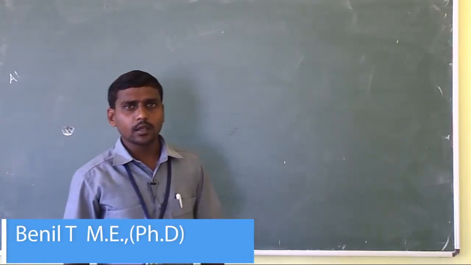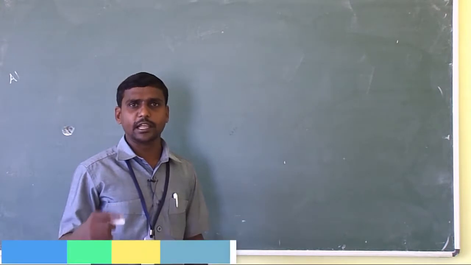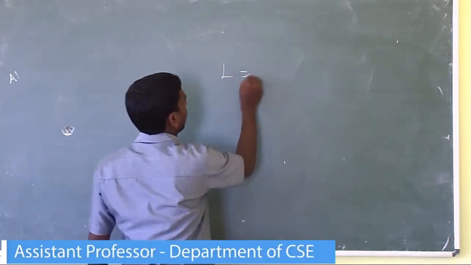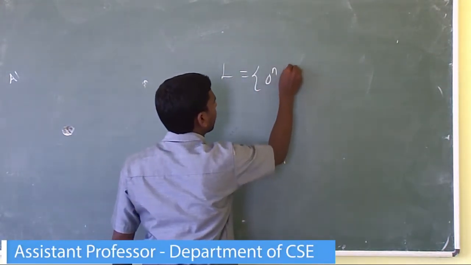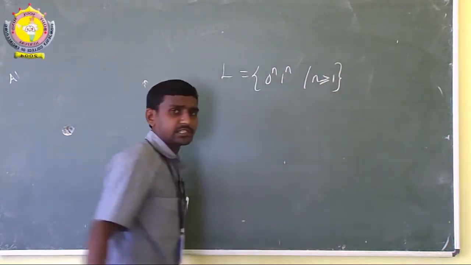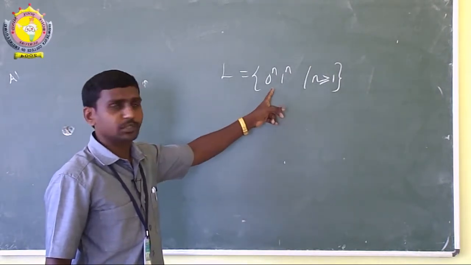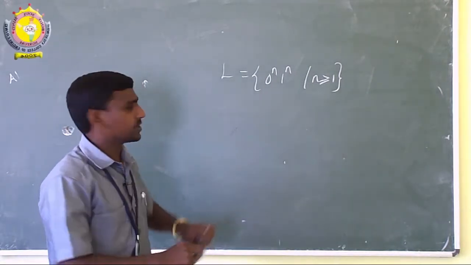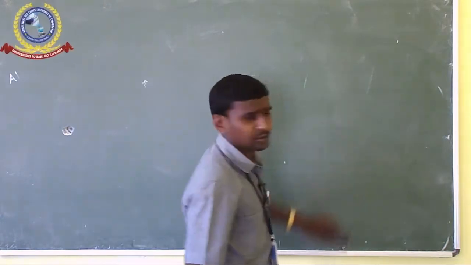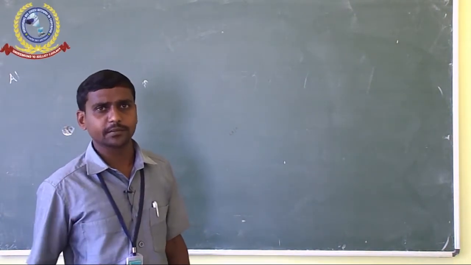Good morning everyone. Last session we studied how the Turing machine accepts the language L = 0^n 1^n, where n is greater than or equal to 1. We studied the concept of how the Turing machine accepts this language. Now we are going to see how it is simulated, along with the transition table and transition diagram.